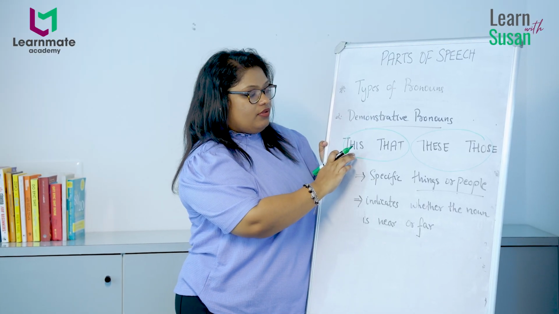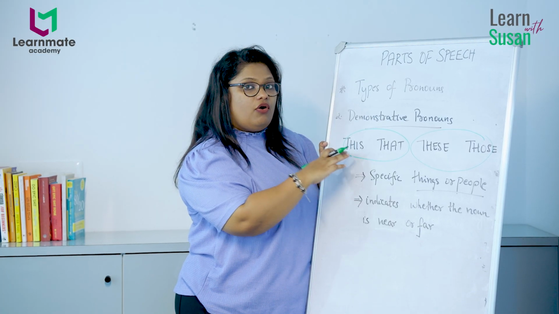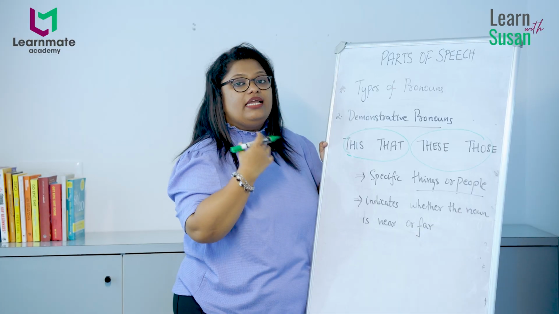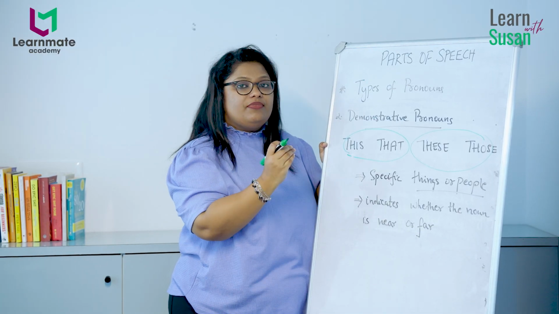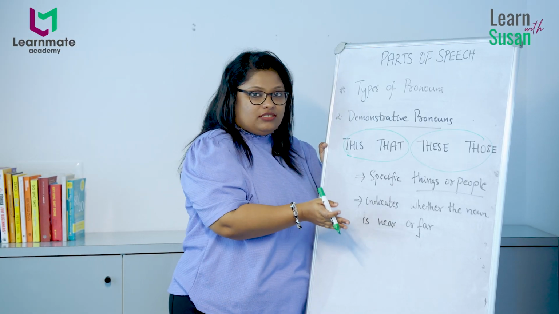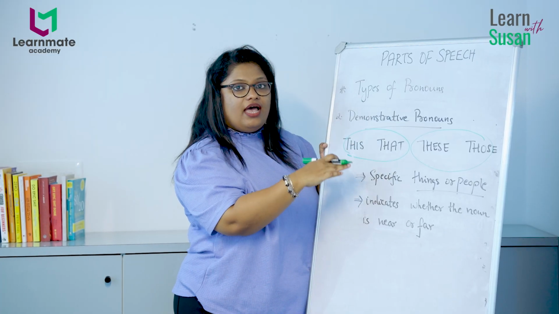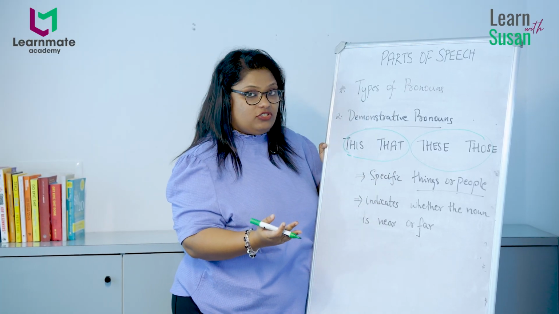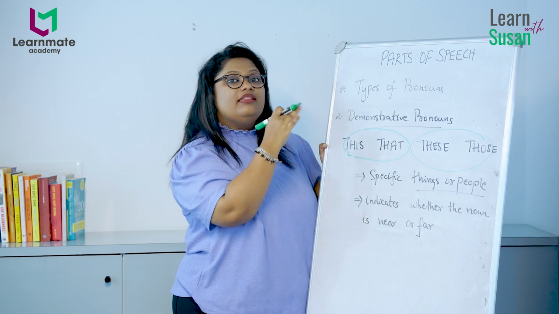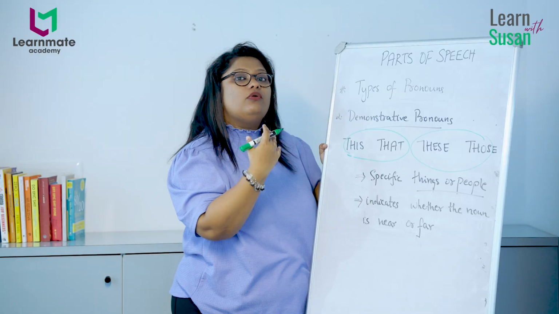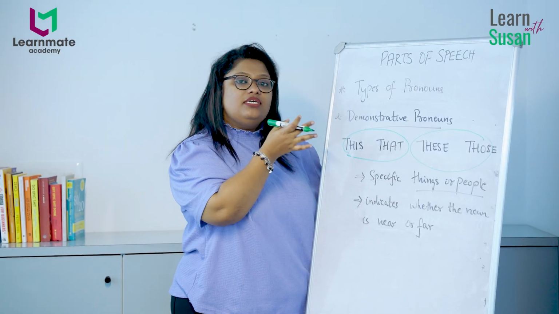For example, this was an interesting meeting, or you can say this was an interesting idea that was discussed in the meeting. So we are talking about something that has happened just now. Now if I use the word that, that was an interesting lecture. So I'm talking about a lecture or a meeting or something that has happened in the past. So this and that can also be used in such aspects when you're talking about something that has happened recently or in the past.